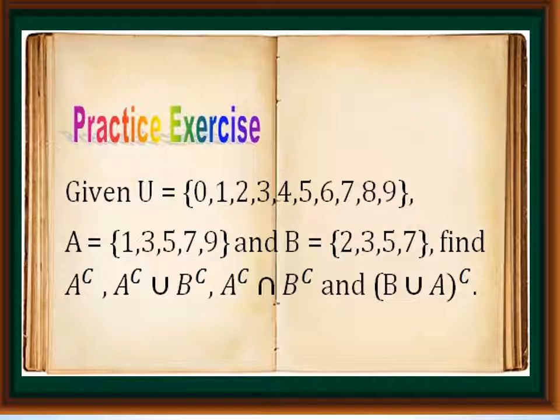And now it's time for you to do some practice exercise. So get a sheet of paper and answer this one. Given universal set which has 0, 1, 2, 3, 4, 5, 6, 7, 8, and 9 as its elements. Set A which has 1, 3, 5, 7, and 9 as its elements. And set B which has 2, 3, 5, and 7 as its elements. Find A complement, the union of A complement and B complement, the intersection between A complement and B complement, and lastly, the complement of the union of set B and set A.